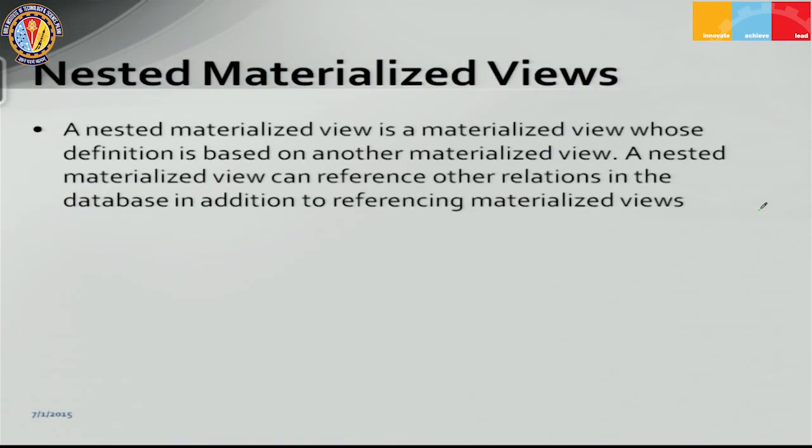Then we have nested materialized views. This is another new concept that has been introduced recently. A nested materialized view is a materialized view whose definition is based on another materialized view. And also a materialized view can reference another relation in the database in addition to referencing materialized views. So the materialized view definition, say MV2, is based on some expression involving MV1, which is another materialized view, say joined with a table. So it could be something like this, right?